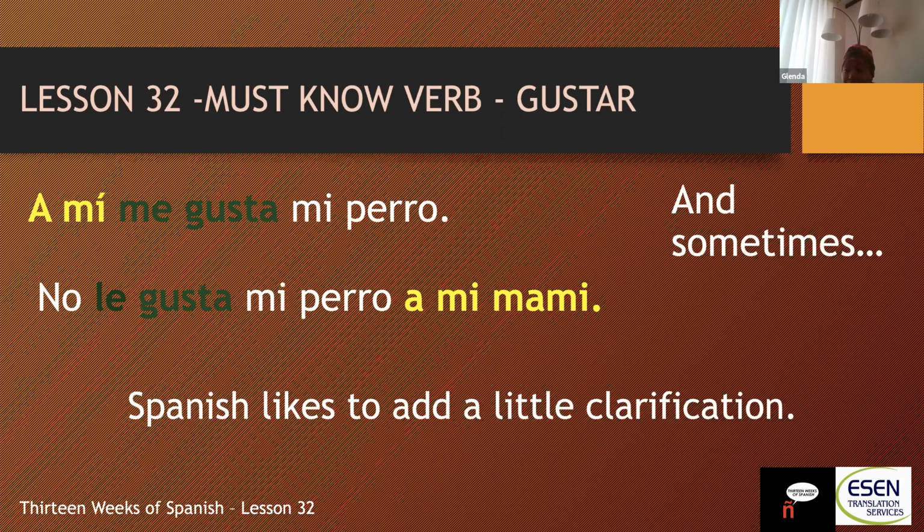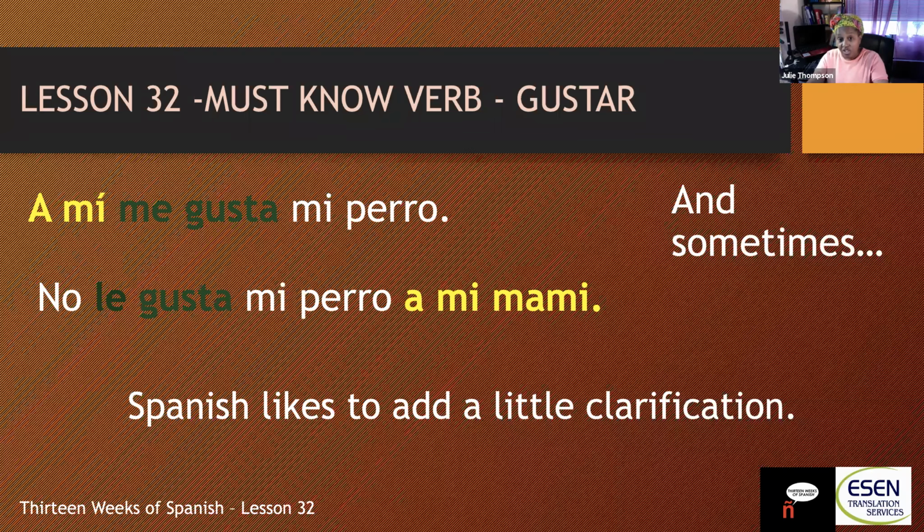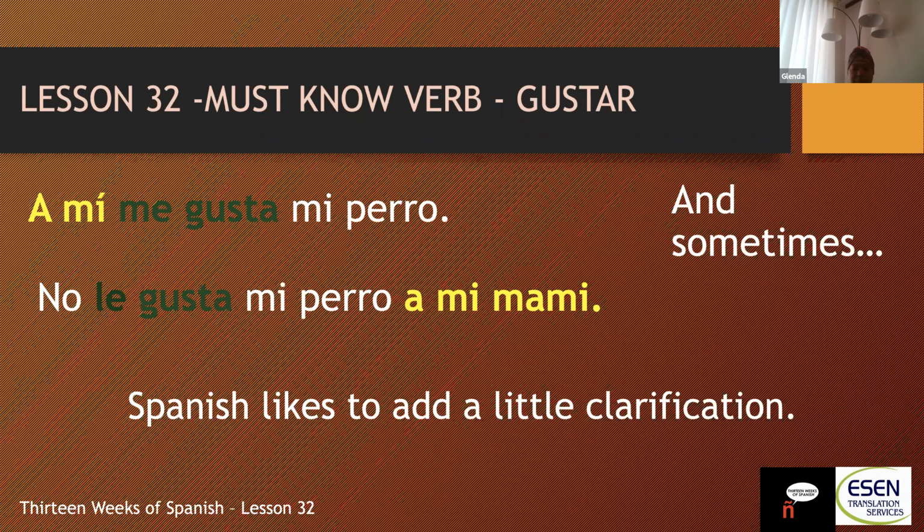Pero. Exactly. Perro. First of all, it's coming straight after the verb. Second of all, we're saying a mi mami, to my mom. And if we're saying to my mom, that means she's not doing the action, she's receiving the action. So my dog is not pleasing to my mom. However, in English, I would say, my mom doesn't like my dog.